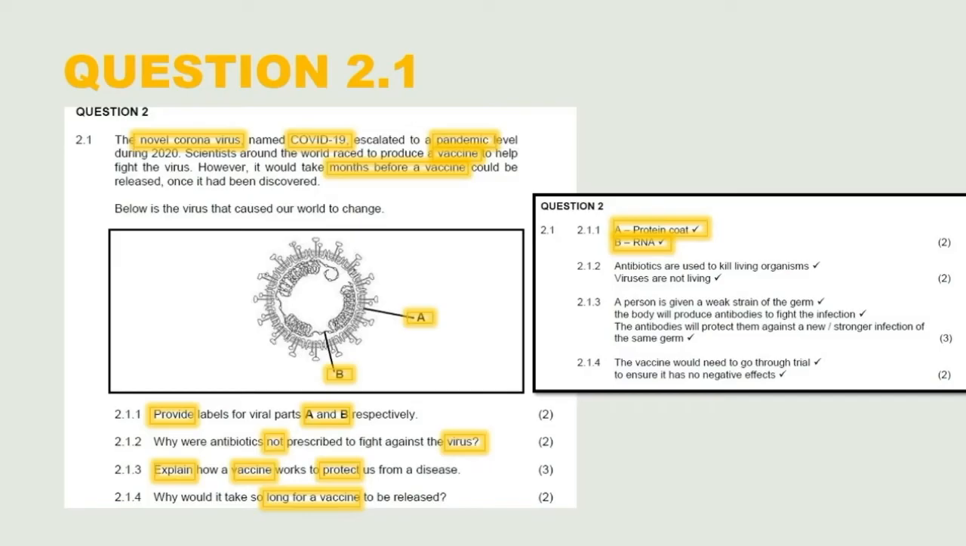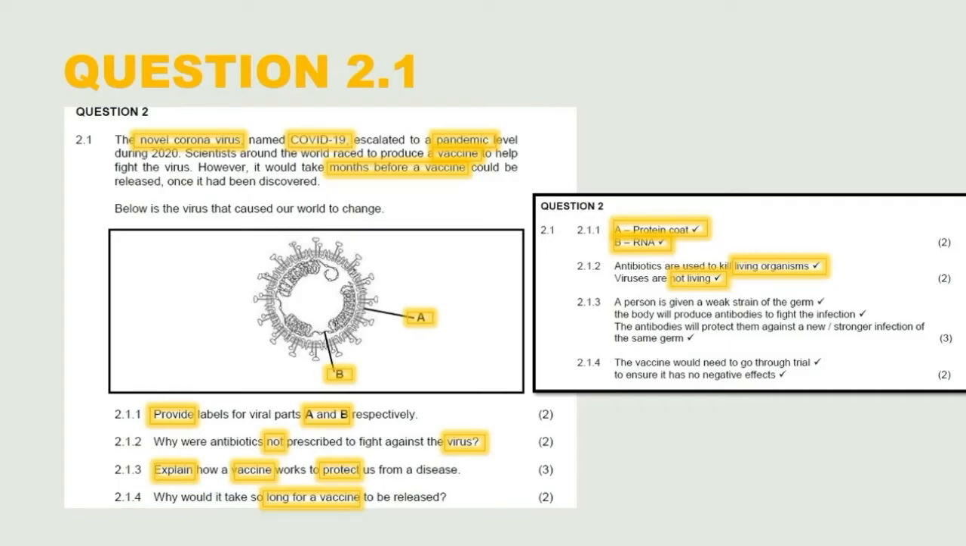2.1.2, they wanted to know why I cannot use antibiotics for a viral infection. Firstly, we use antibiotics against living organisms. We use it to kill living organisms, but specifically bacteria. And we don't use it for viruses, because they are not living.